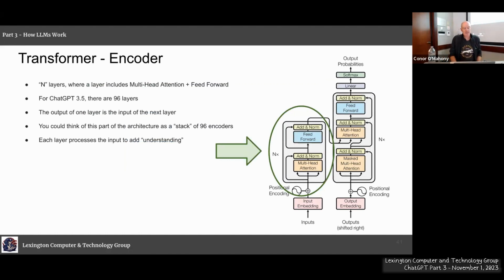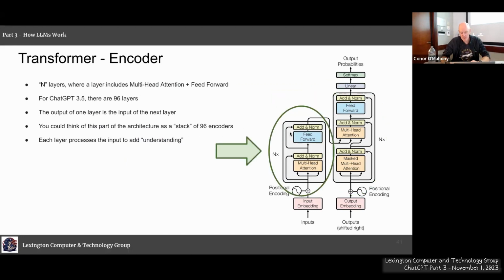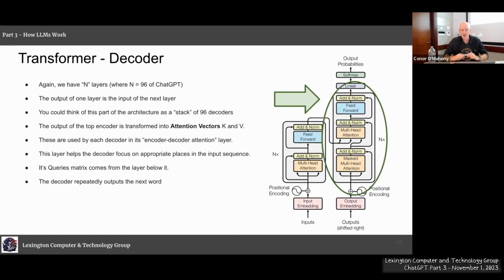So technically, this is called an encoder-decoder architecture. The part on the left is the encoder, and the part on the right is the decoder. In very simple terms, you could consider the encoder to be what understands the prompt. You could consider the decoder to be what generates the next word in the response.